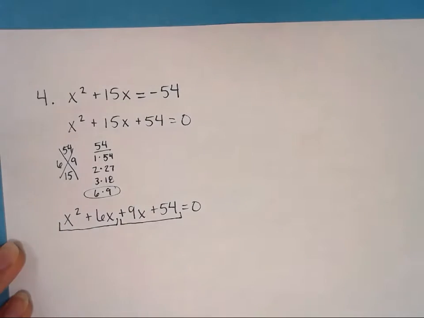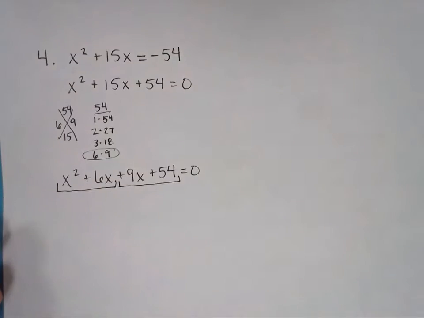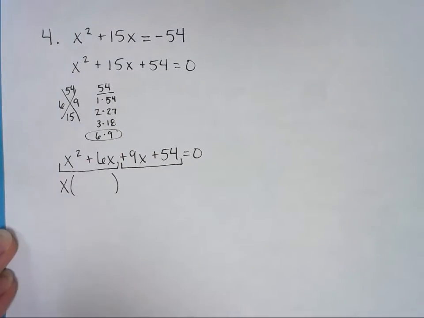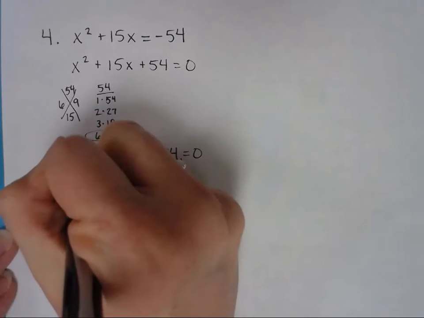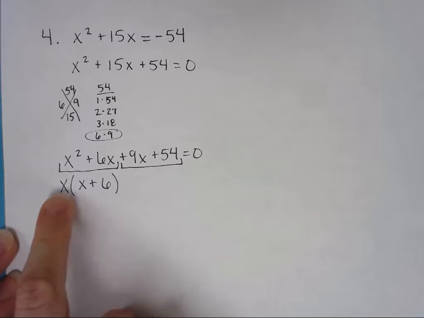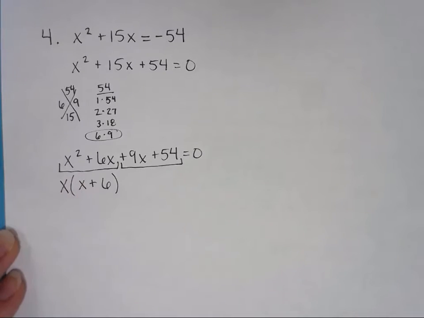In the first group, we have an x in common. Our leftovers will be x plus 6. When factoring out an x, x times x gets us back to x squared, and x times 6 gets us back to 6x.